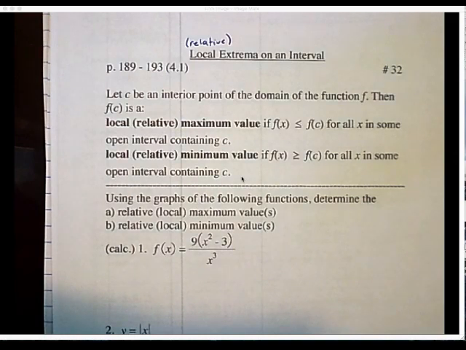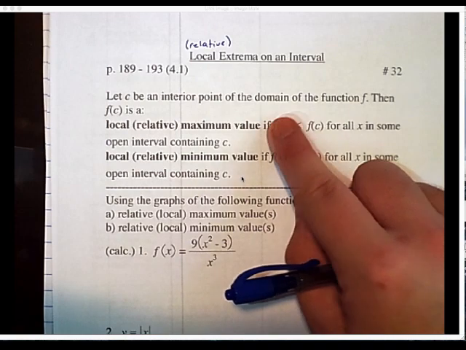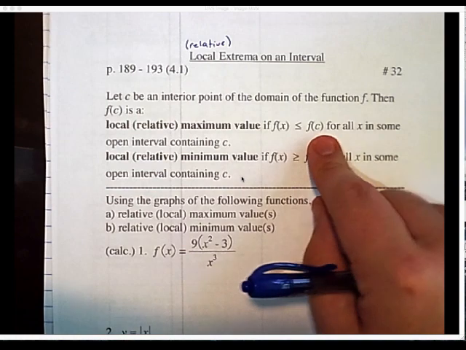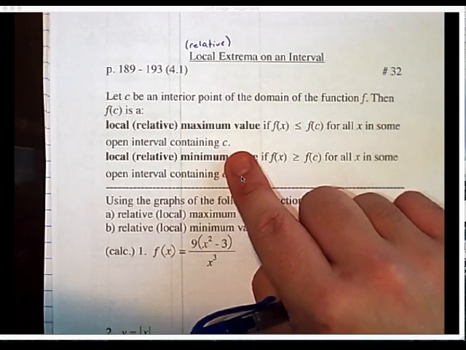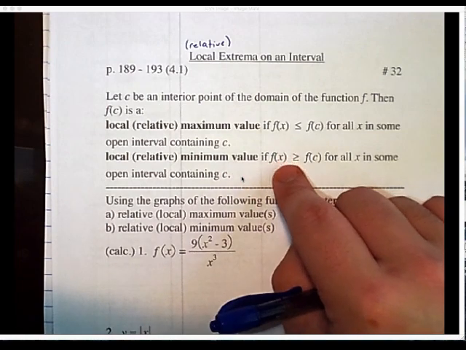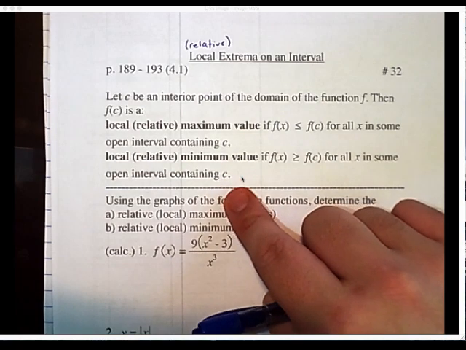It says, let c be an interior point of the domain of the function f. Then f of c, which means the y value at c, is a local or relative maximum if all the y values of f of x are less than the y value at c for all x in some open interval containing c. And it's a local minimum if all the y values are bigger than that particular y value for all x in some open interval containing c.